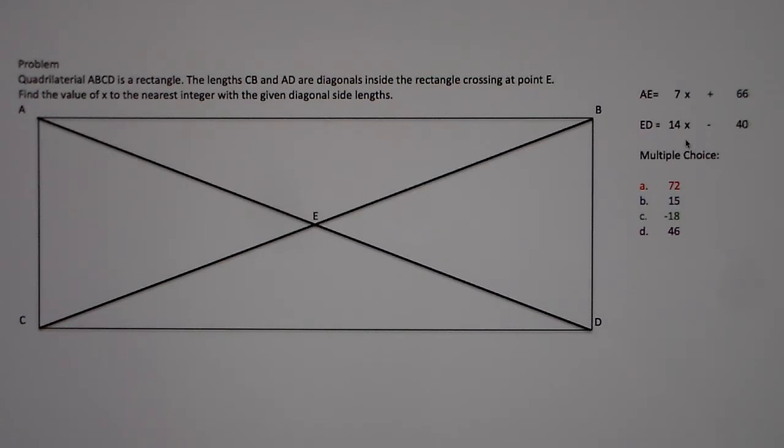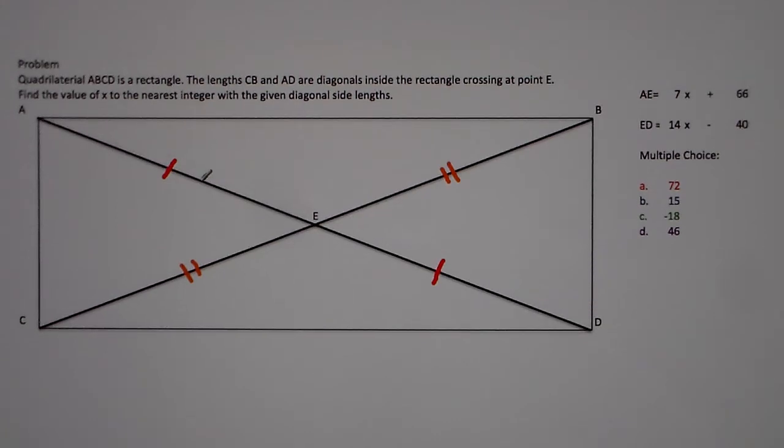Now, something I didn't get to tell you before, which I'm going to tell you right now. When you make two diagonals in a rectangle where they cross each other, these side lengths turn out to be equal to one another. So the length of AE is equal to the length of DE, and BE is the same length as CE. So when they give us these lengths here, AE is 7x plus 66 and ED is 14x minus 40.